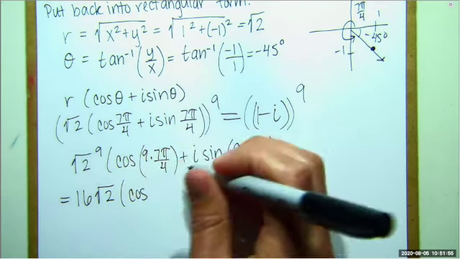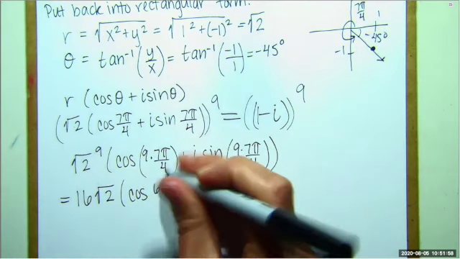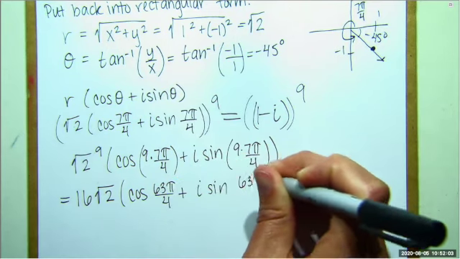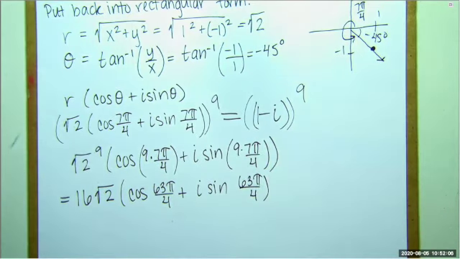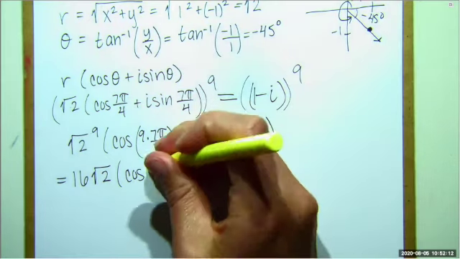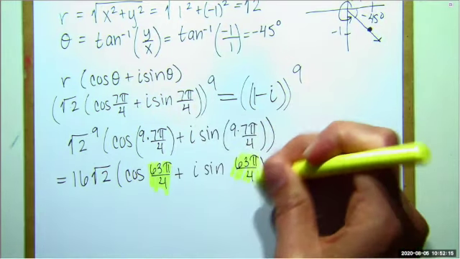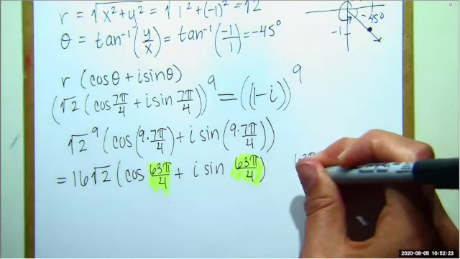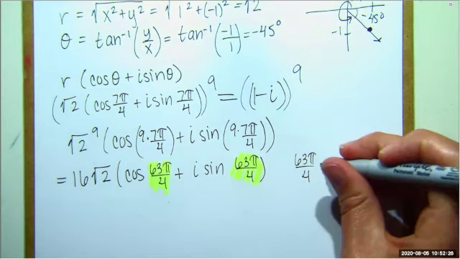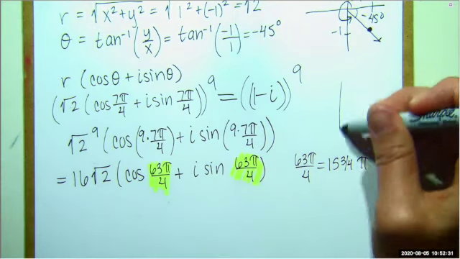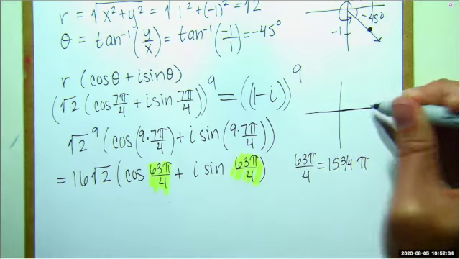Here I have cosine of 63 pi over 4 plus i sine of 63 pi over 4, right? Now what we want to do to get it into rectangular form is evaluate these and simplify. So if you have a calculator, you could put these in your calculator, but we'll do it by hand. So 63 pi over 4, if we do the division here, 63 divided by 4, this is 15 3/4 pi. Okay, so let's draw out this angle. We know how to do this by hand. So we have 15 pi.